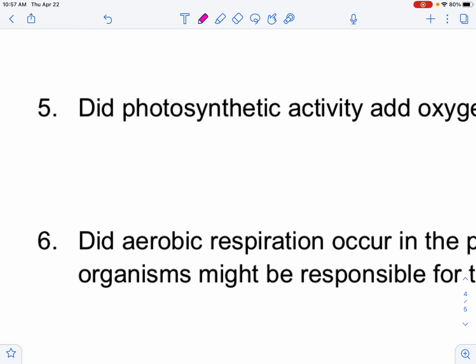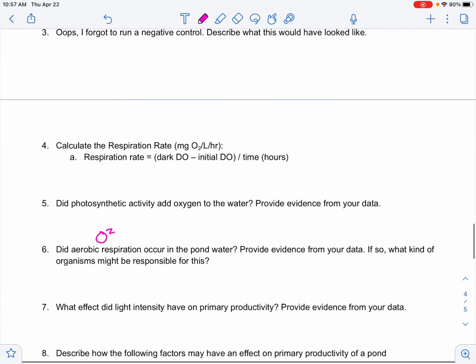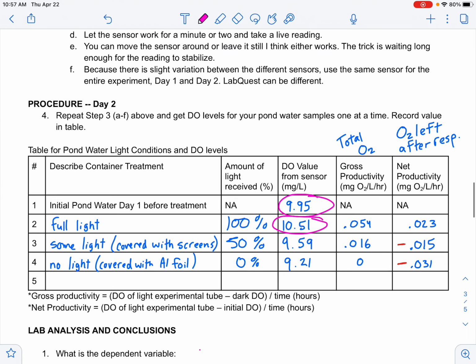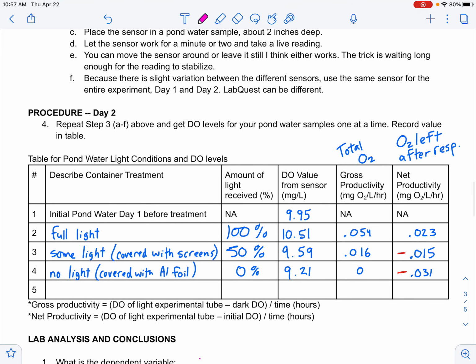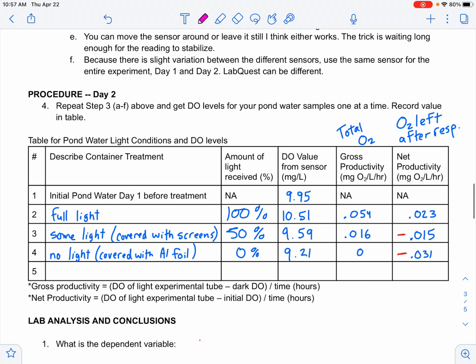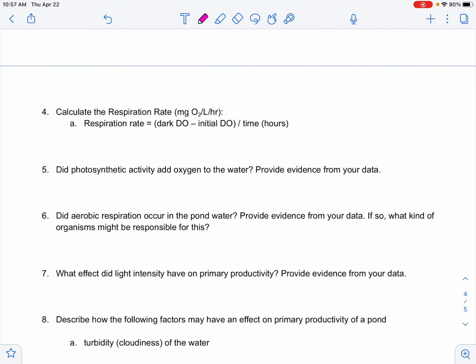Did aerobic respiration occur? Aerobic, what does that word aerobic mean? That means that O2 is being used in the mitochondria in the electron transport system, to help generate ATP, to be part of that process. So did aerobic respiration occur? Well, if it did, then we would see oxygen levels decreasing, because oxygen is being used for that process. So it looks like it is, right? Because that number's lower than the initial. So yeah, aerobic respiration occurs in pond water.